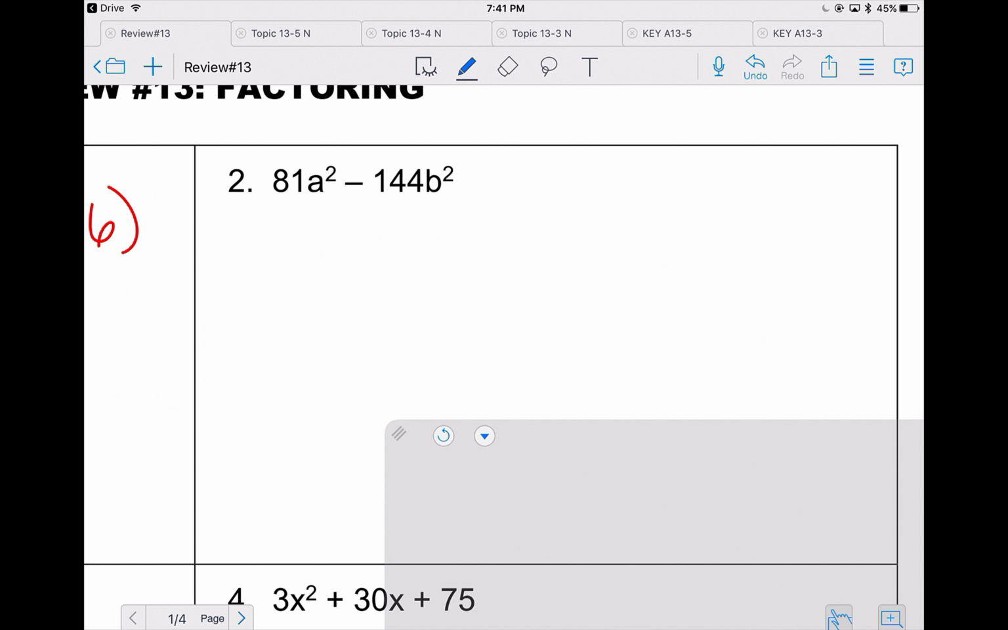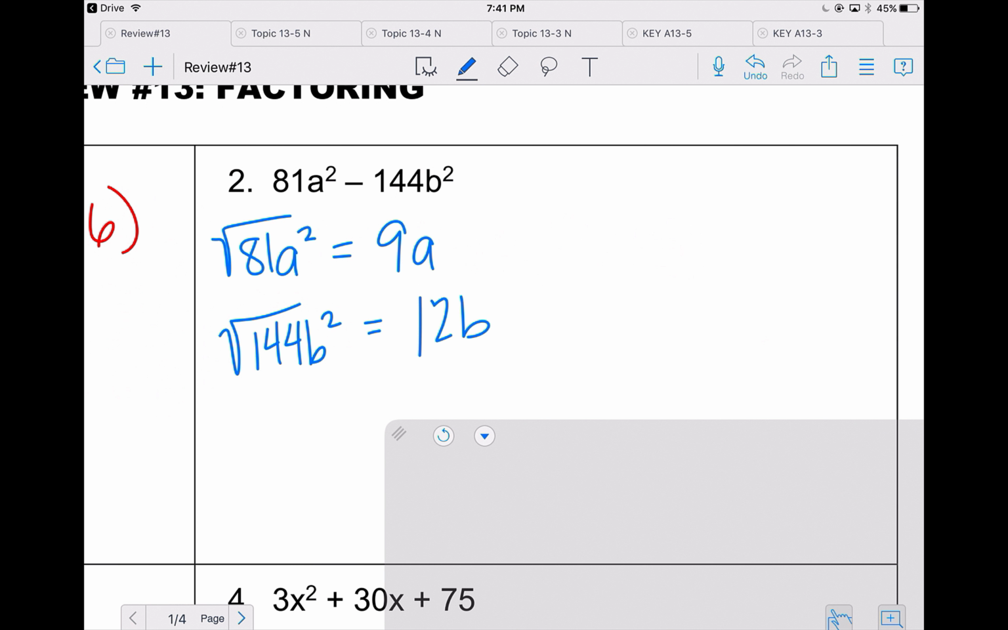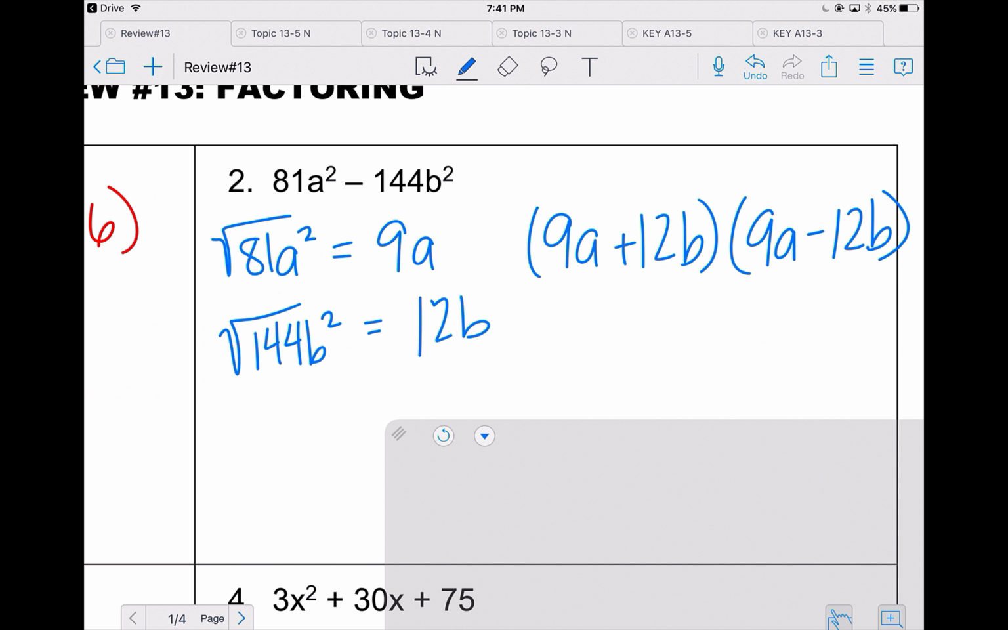Problem 2 is the same thing. I can take the square root of 81a squared and get 9a. I can take the square root of 144b squared and get 12b. I would make one positive and one negative. Notice that the a is in front and it's my first term in my factors. B is in the back and it's the back term in my factors. So all you do is take the square root, keep them in the same order, make one positive and one negative.